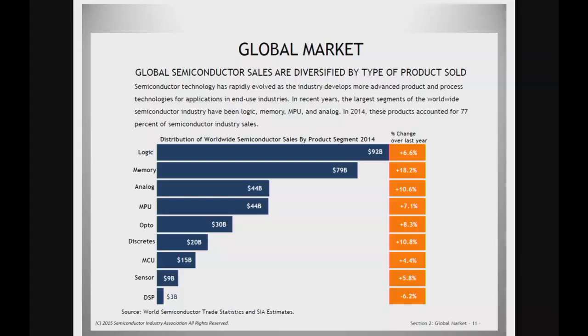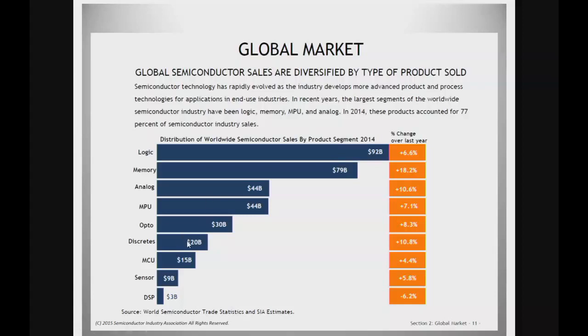So in terms of logic, in 2014 the market was 92 billion, and in 2018 it's $109 billion. So it's still going up. Analog circuits, you think, well, okay, everything's digital these days, but analog circuits are still playing a role. In 2014, analog circuits were about 44 billion. In 2018, it's 59 billion, so they're still going up.